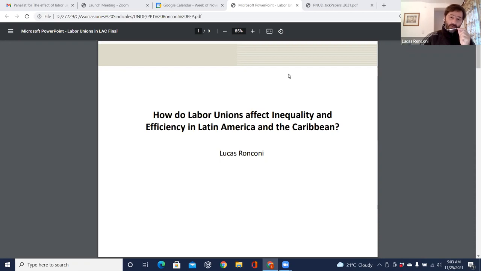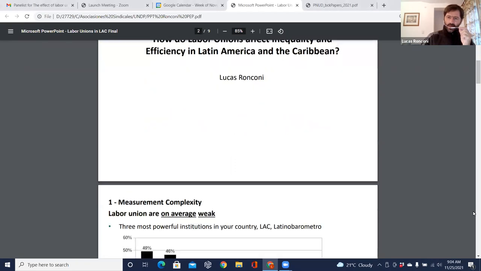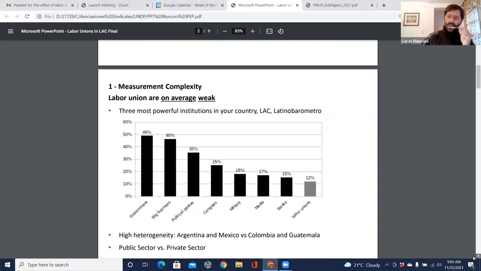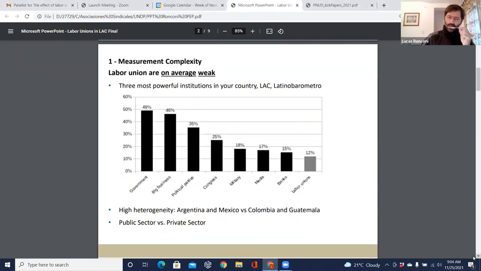We will try to answer a big question: how do labor unions affect inequality and efficiency in Latin America and the Caribbean, which is the region where I have some expertise? This is a big question. And in order to have some impact on inequality and on efficiency, well, labor unions should have some power.